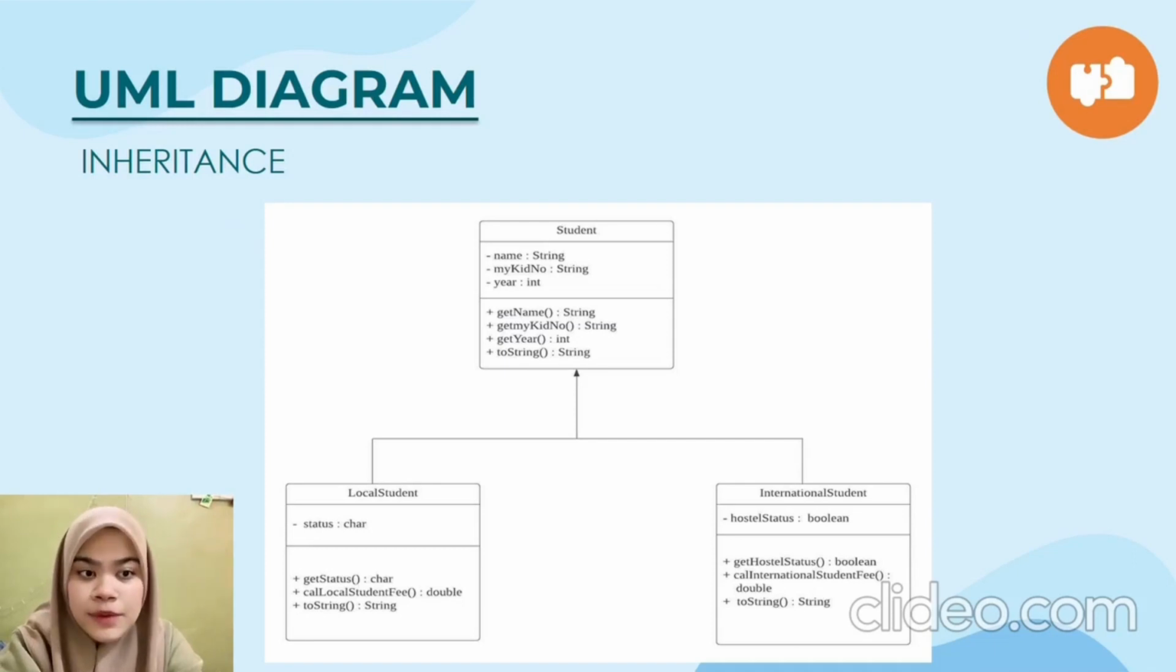In the bottom compartment we see that the getter methods are getName, getMyKidNumber, and getYear. And the last is toString to print the data. Okay, next we move to the subclasses, which are the local student and international student.